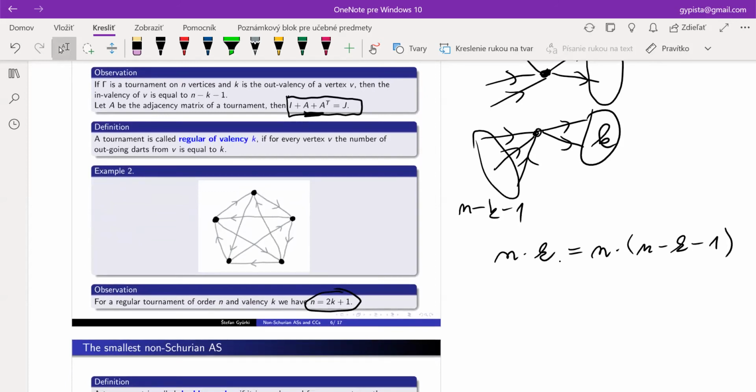In example 2, I am showing you a tournament which is, you can see that from each vertex there are 2 outgoing darts and 2 incoming darts. So this tournament is regular.